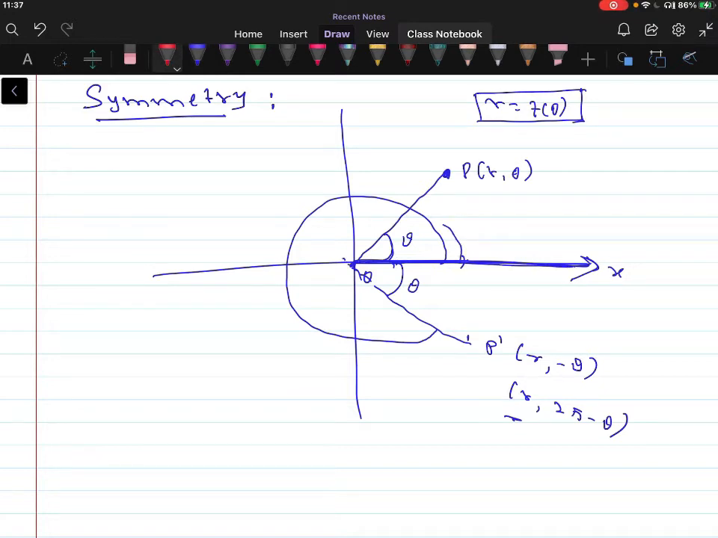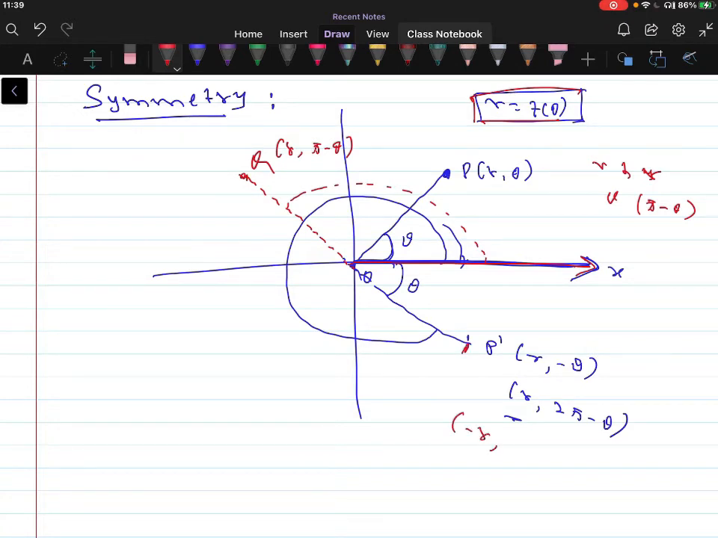Suppose we take a point in the second quadrant, this is Q, opposite of P dash. Let us take the ray. The angle from the initial ray to this is pi minus theta, so r comma pi minus theta. The representation of Q in terms of P dash gives minus r comma pi minus theta. If we replace r by minus r and theta by pi minus theta in the polar equation and there is no change in the equation, then the curve is again symmetric about the x-axis.